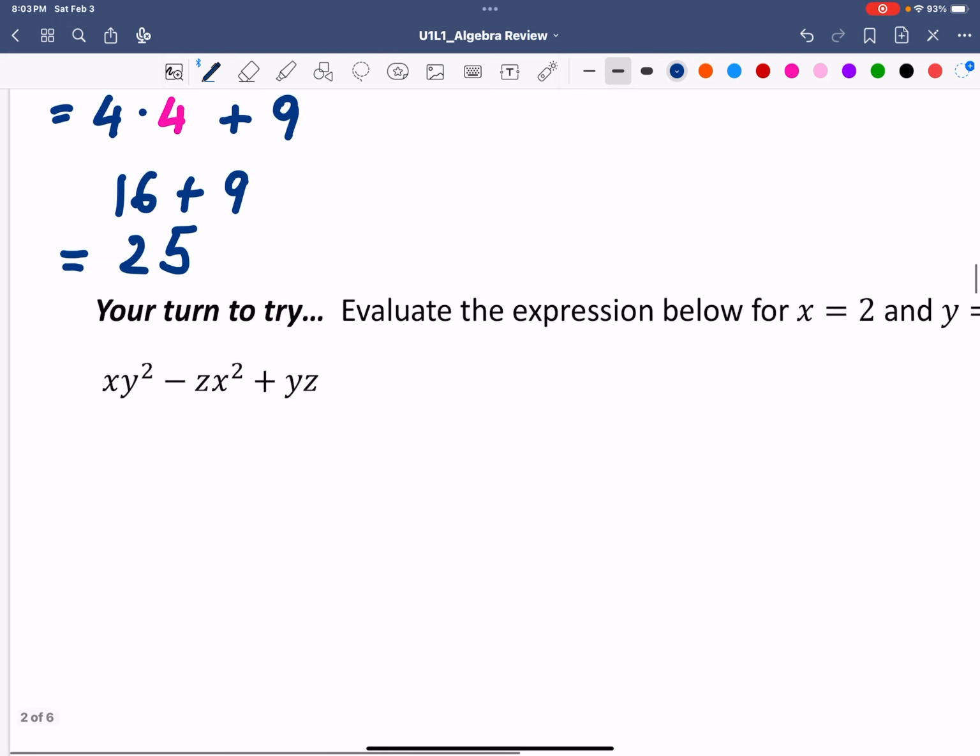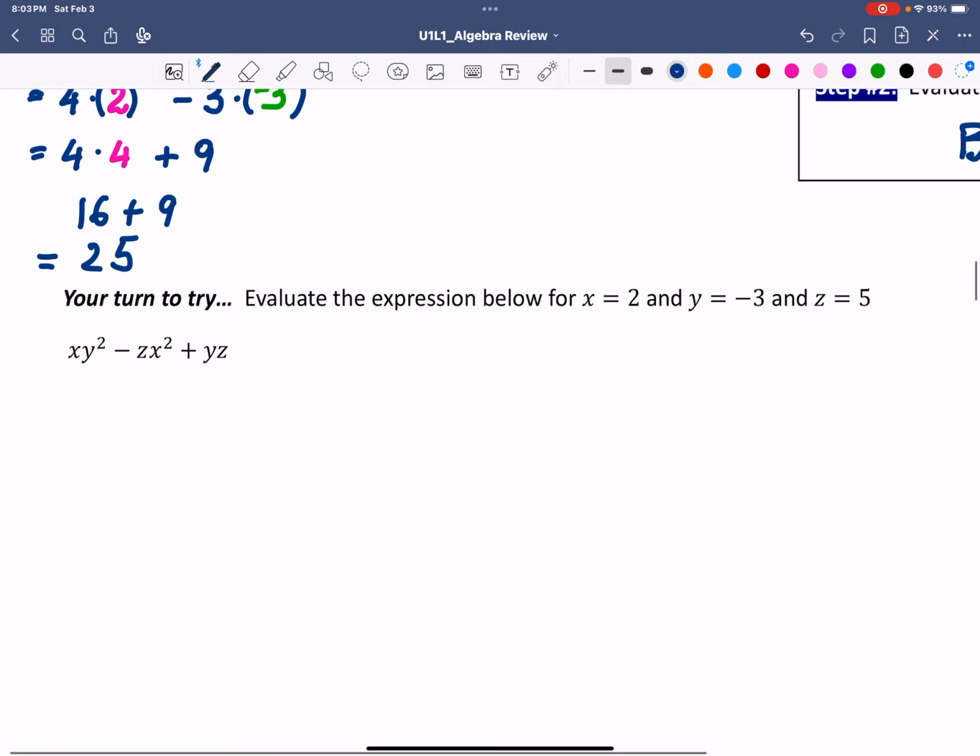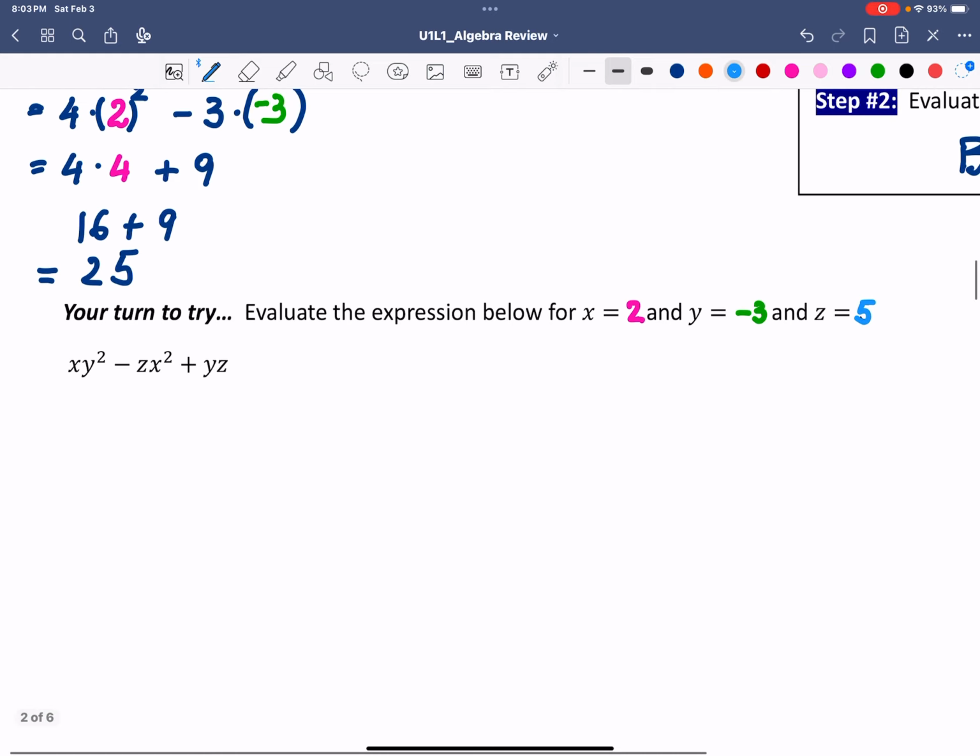Try the next one. This time we have x equals 2, we have y equal to negative 3, and we have z equal to positive 5. So wherever we see x, we replace it with 2. Wherever we see y, we replace it with negative 3. And wherever we see z, we replace it with positive 5. Again, don't forget the order of operations.